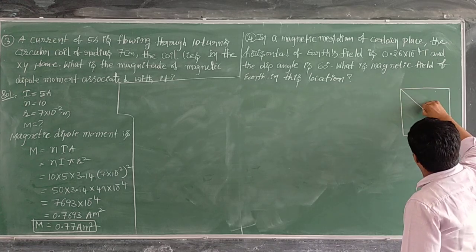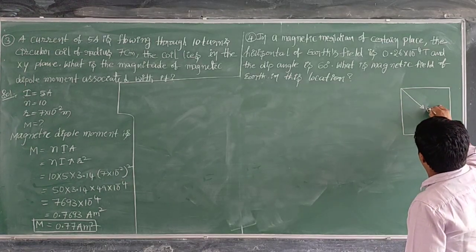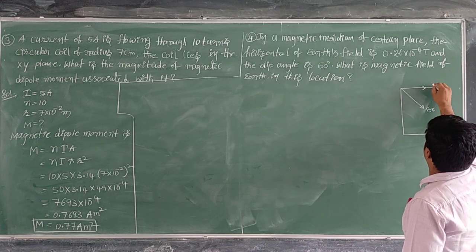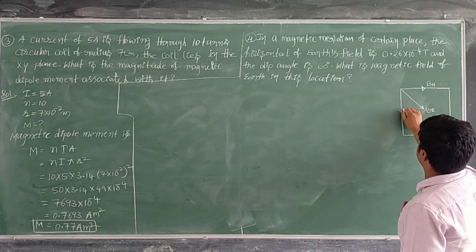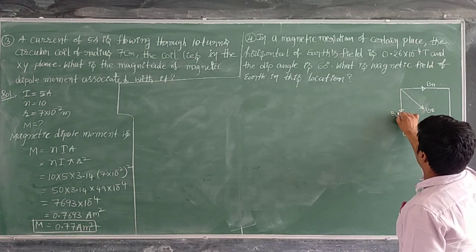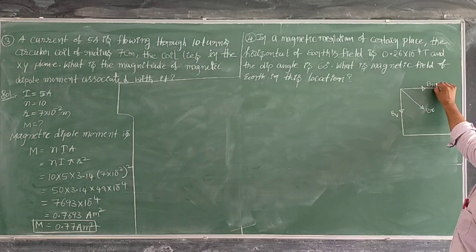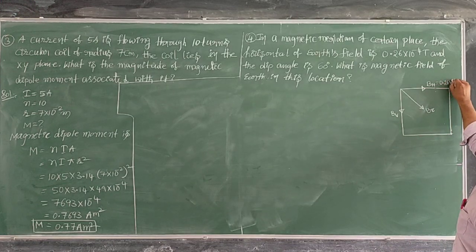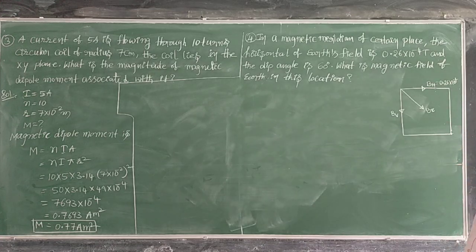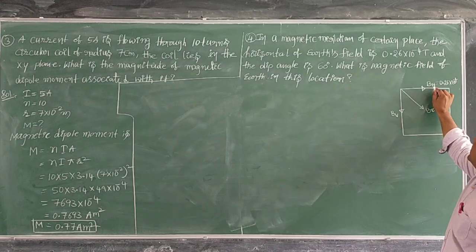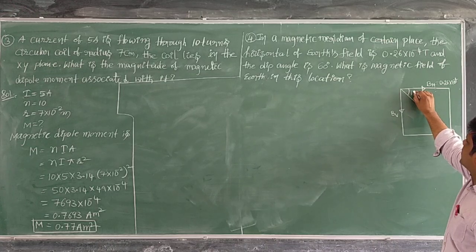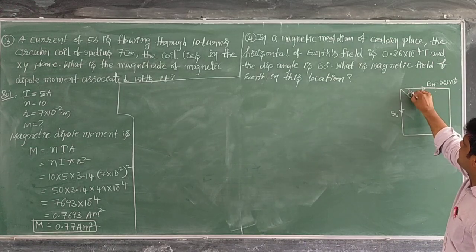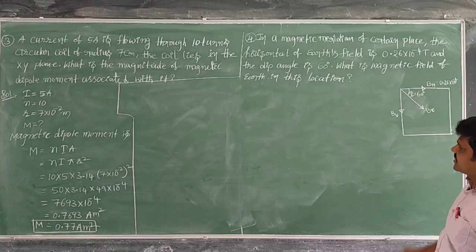Now this is nothing but the Earth's magnetic field. This is nothing but the horizontal component of Earth's magnetic field, and this one is nothing but the vertical component of Earth's magnetic field. The horizontal component of Earth's magnetic field, 0.26 into 10 power minus 4 Tesla, has been given, and the dip has been given. Dip means the angle between the total Earth's magnetic field and the horizontal component of Earth's magnetic field. That is nothing but the angle of inclination, equal to 60 degrees.